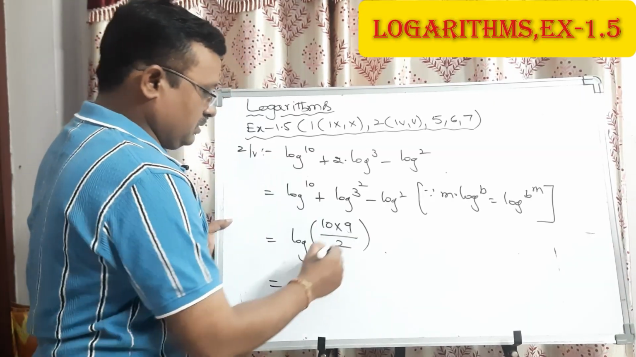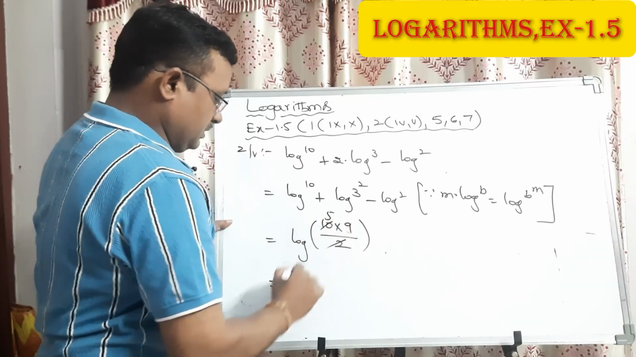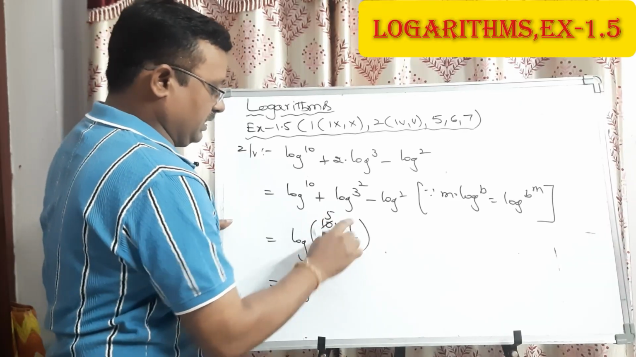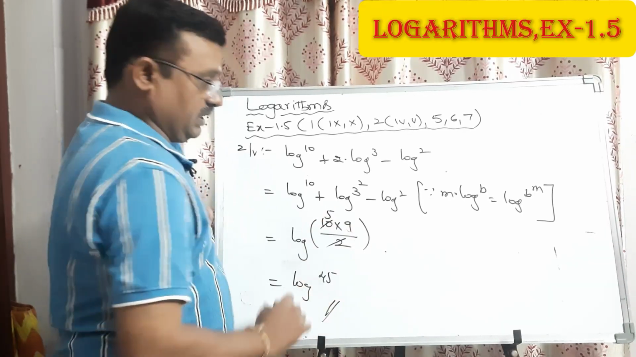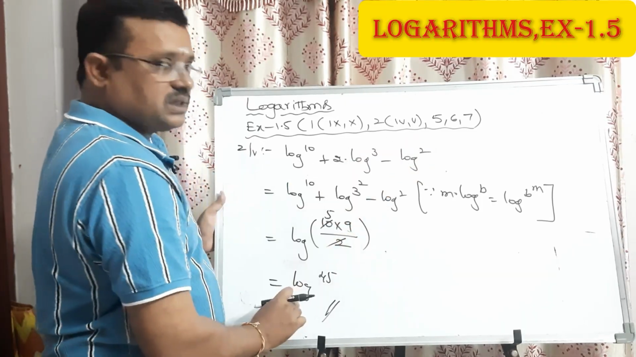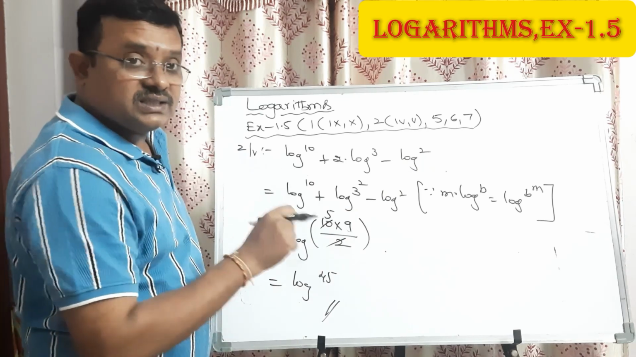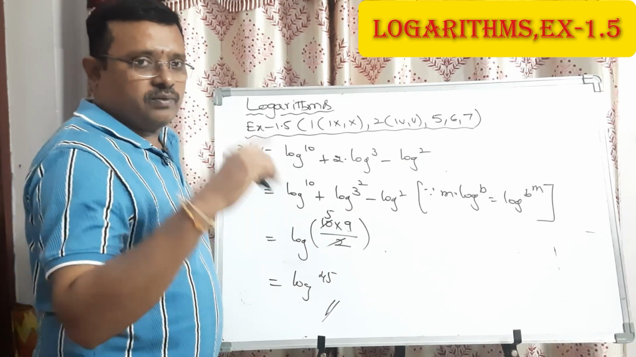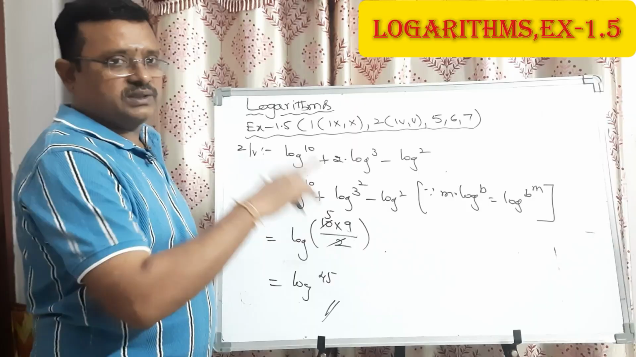This is equal to 10 times 9 by 2, which is 5 times 9, equal to log 45. This is the final answer. The expanded form is converted into a single term. These questions are important either for 1 mark in the bit part or 2 marks in part A.